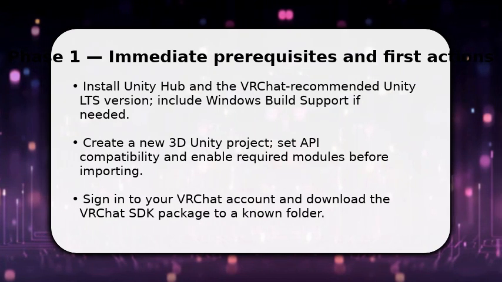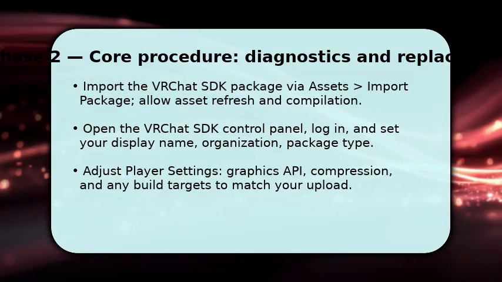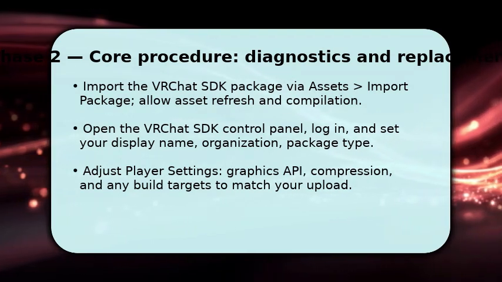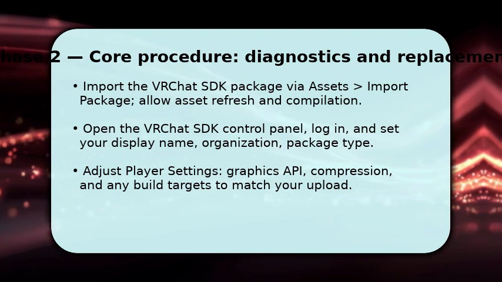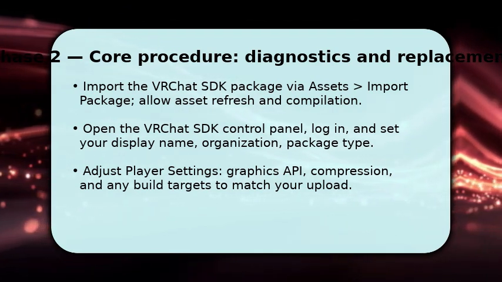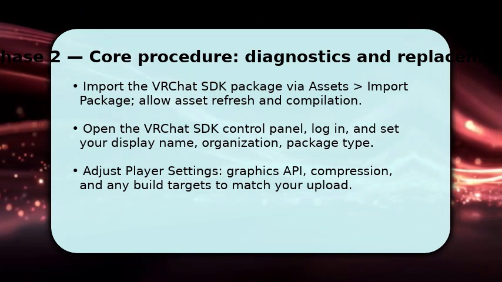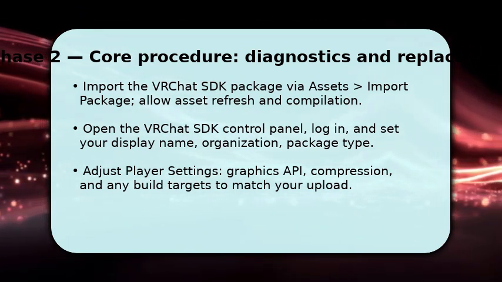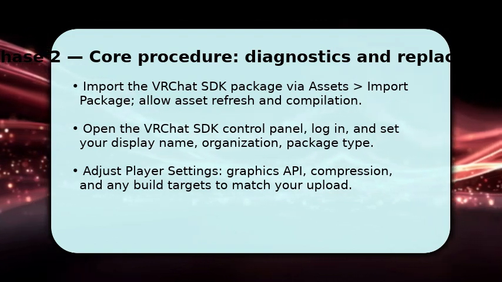You then import the downloaded VRChat SDK package into your Unity project, letting Unity recompile and refresh assets. This can take a minute. Once imported, open the VRChat SDK control panel and authenticate with your account so the tools can access uploads. Next, configure project player settings and build target to match the content you'll create.